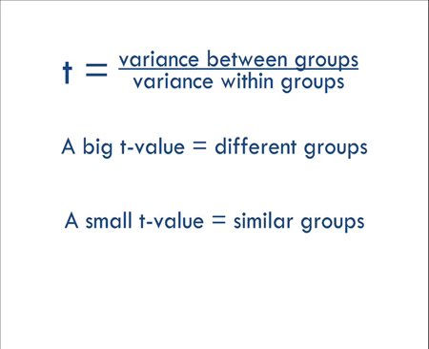A t-value of 3 means your two groups are about 3 times as different from each other as they are within each other. That also means that if groups have wider, more scattered scores, it will be harder to detect a real difference between the groups than if they had narrow, tightly clustered scores. You can think of it as a signal-to-noise ratio. The signal, that's the difference, is easier to detect when there's less noise. That's the scatter.